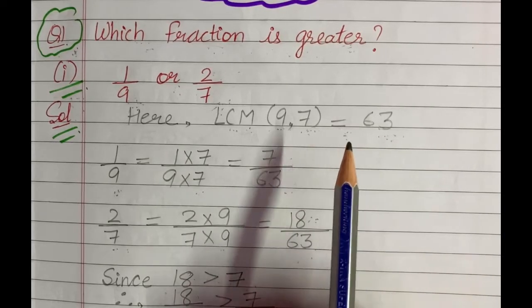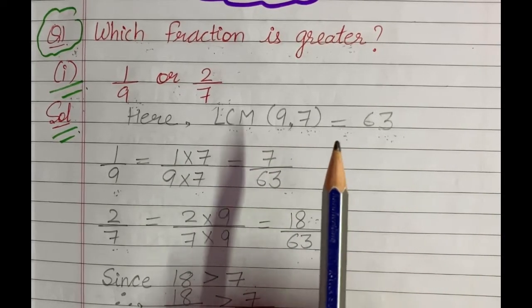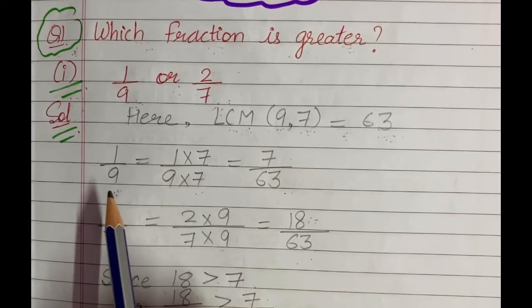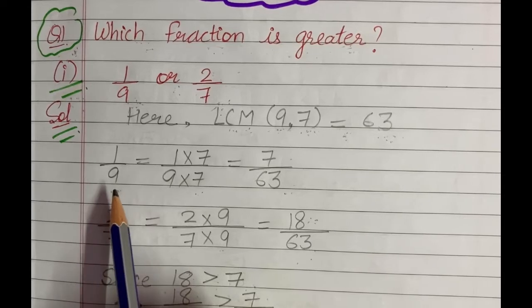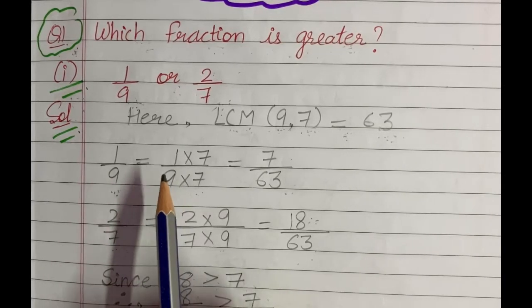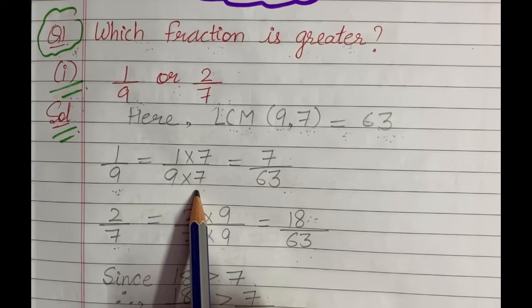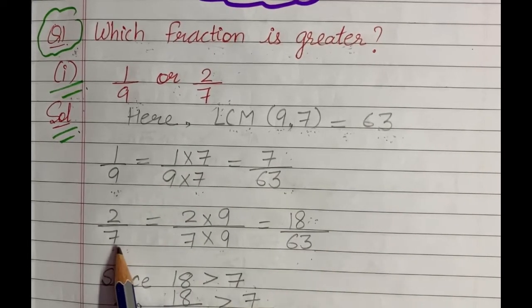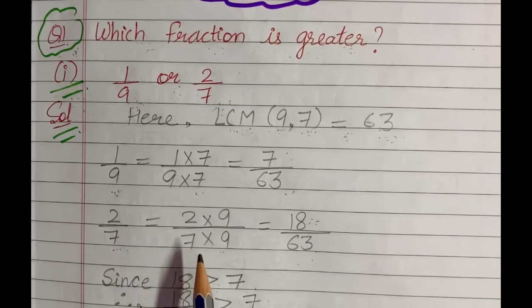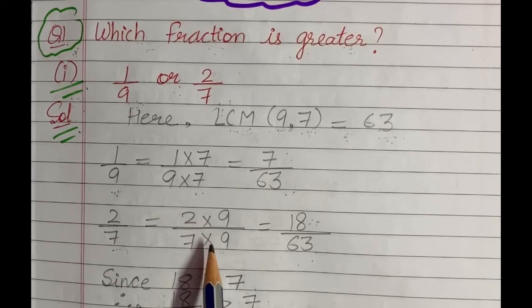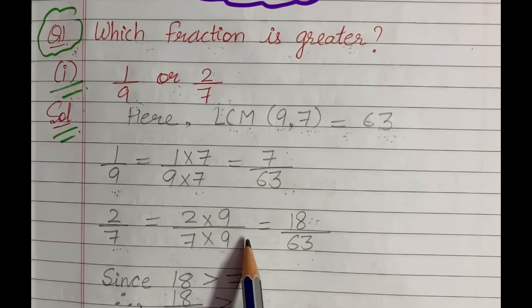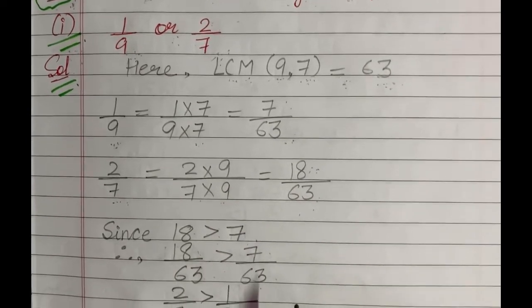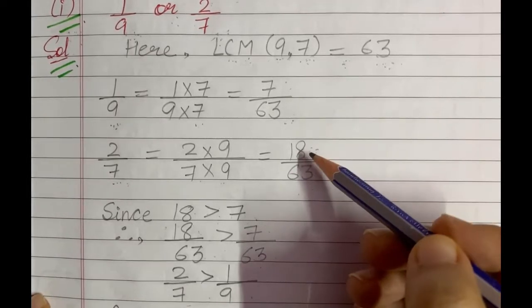Now after that we will make the denominators of the above fractions as 63, and here since we are having 1 by 9, we will multiply and divide 1 by 9 by 7, and on doing so we will get 7 by 63, and we are having 2 by 7, and here we will multiply and divide 2 by 7 by 9, and on doing so we will get 18 by 63.